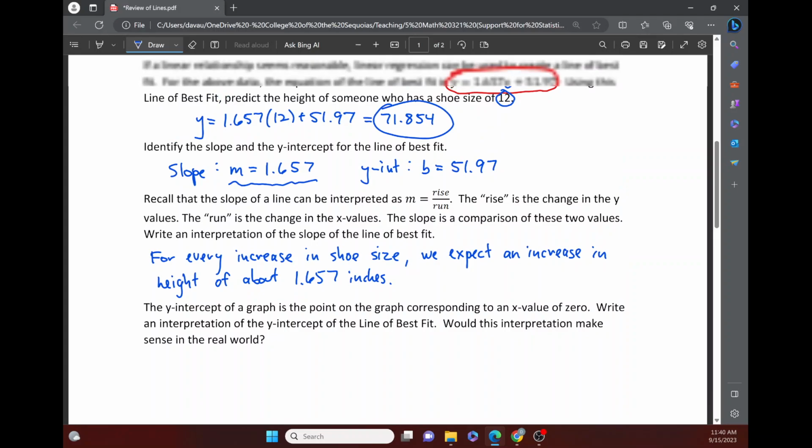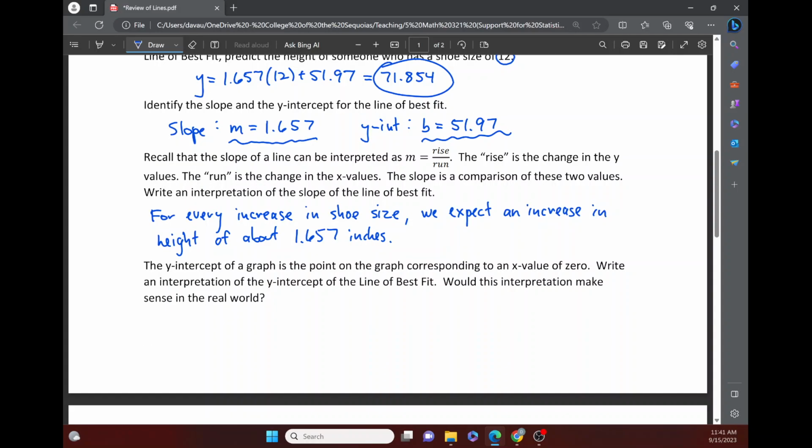But what the y-intercept indicates is that if it were possible for somebody to wear a size 0 shoe, then we would expect them to be about 52 inches tall. Of course, that's nonsense, right? Because nobody wears a size 0 shoe. But that's the interpretation, right? So we would say, okay, here's our interpretation.